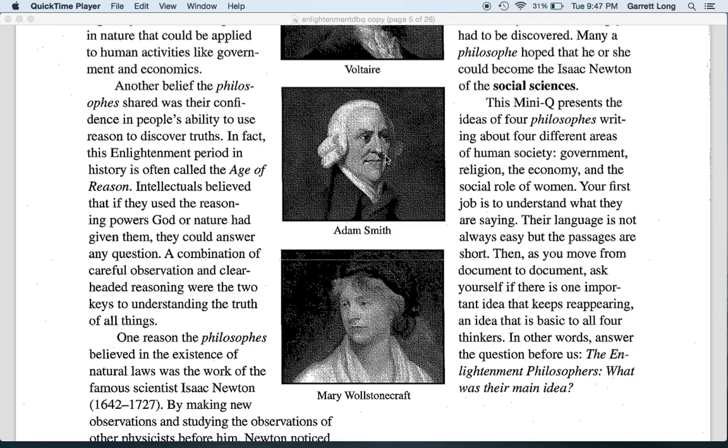One reason the philosophers believed in the existence of natural laws was the work of the famous scientist Isaac Newton. Please highlight Isaac Newton. We've talked about him before. We mentioned the law of gravity. He was a scientist and he was able to prove things through mathematics and science. By making new observations and studying the observations of other physicists before him, Newton noticed patterns in the physical universe. Please highlight Newton noticed patterns in the physical universe.